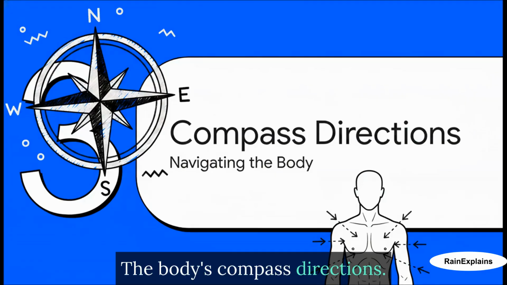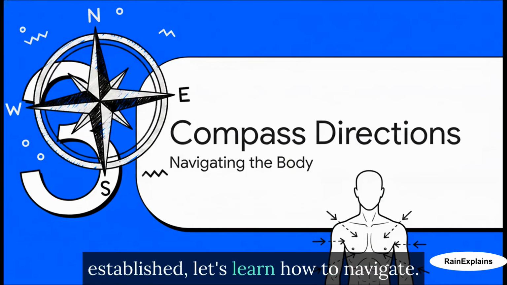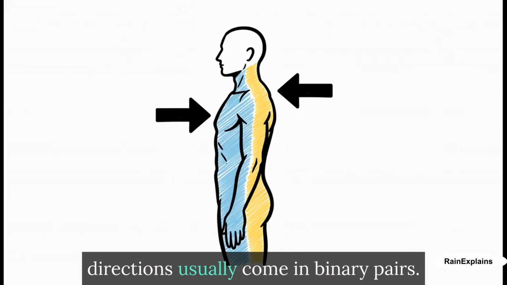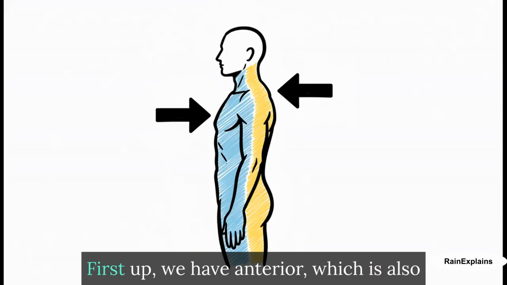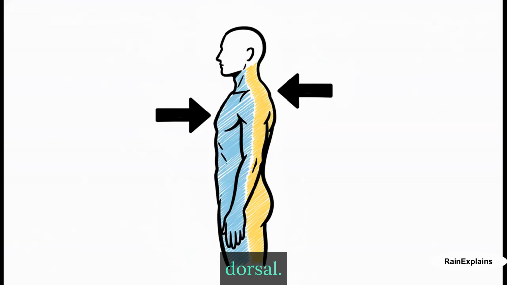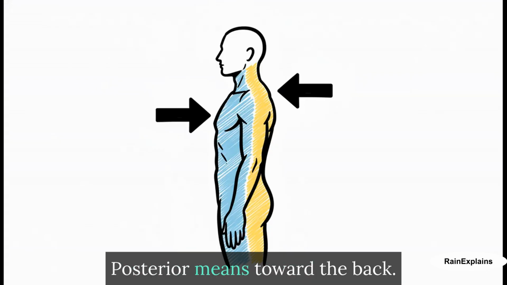Section 3. The body's compass directions. With our base map completely established, let's learn how to navigate. Just like north and south, anatomical directions usually come in binary pairs. First up, we have anterior, which is also known as ventral, versus posterior, or dorsal. Anterior simply means toward the front of the body. Posterior means toward the back.